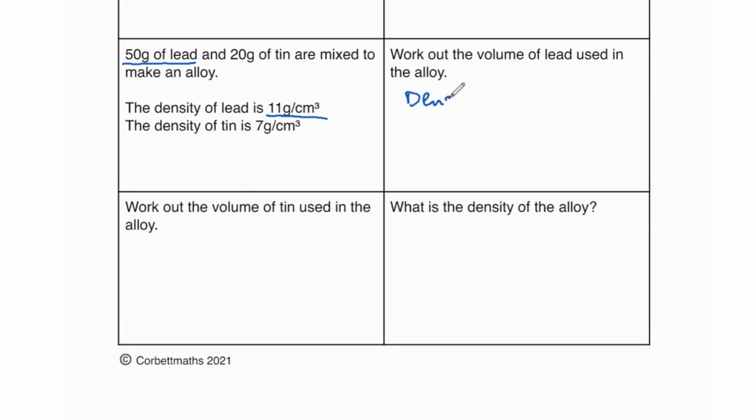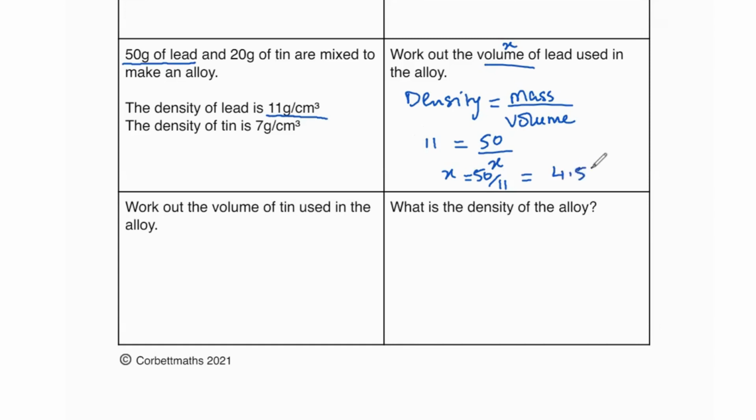So density equals mass over volume. This is the formula for density. So we're going to put 11 equals 50 over x. That's the volume. So x is going to be 50 over 11, which is going to give us 4.54 recurring. That is your volume of the lead.